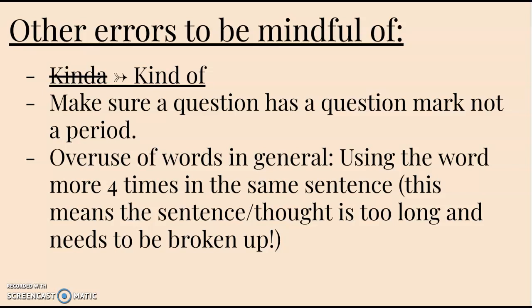And then overusing words in general, so using the word more than 4 times in the same sentence, that means your sentence is too long, okay? And a lot of times we'll talk about it like a list, like if sometimes it feels like we're making a list. For example, my son was writing something about dinosaurs for school the other day, and he was like, some dinosaurs are slow, some dinosaurs are fast, some dinosaurs are tall. And then I'm like, whoa, okay, you've used the word "some" like 5 times in one area of your paper. So we need to come up with another word, okay?